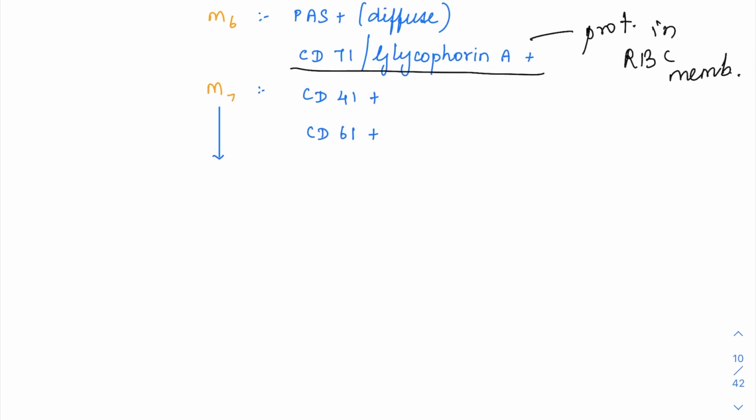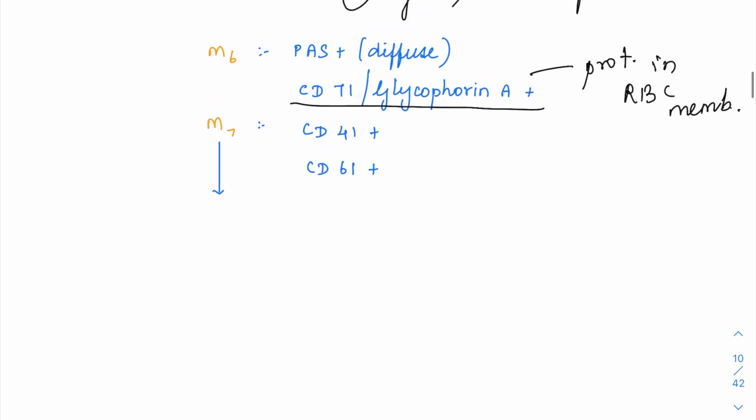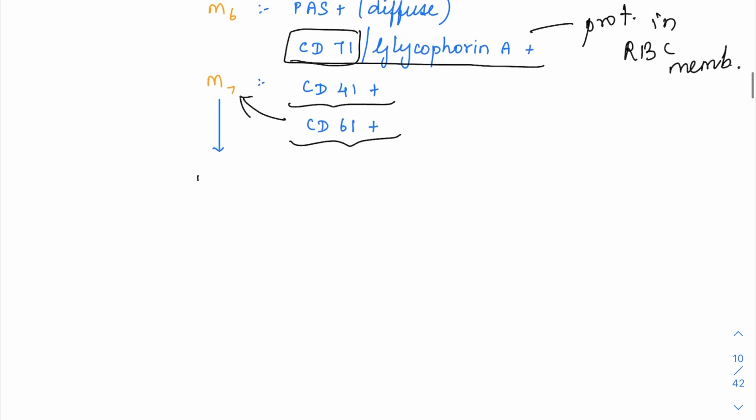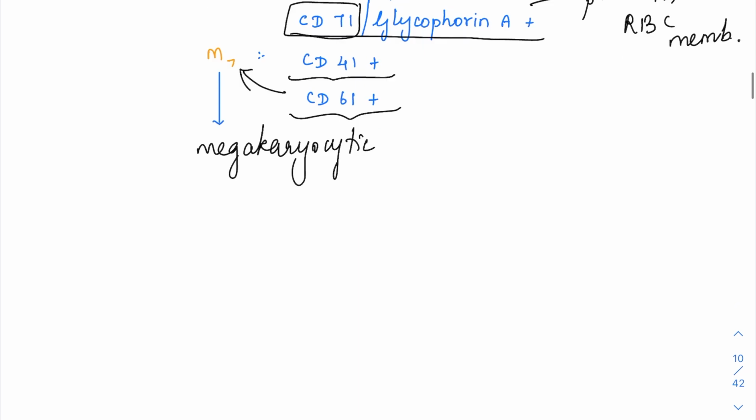While AML M7 is going to be positive for CD41 and CD61. So, don't confuse between these three. CD71 is for AML M6, while CD41 and CD61 are present in AML M7. AML M7 is the megakaryocytic leukemia, which is the least common one, and it is going to be seen in Down syndrome less than 2 years of age.